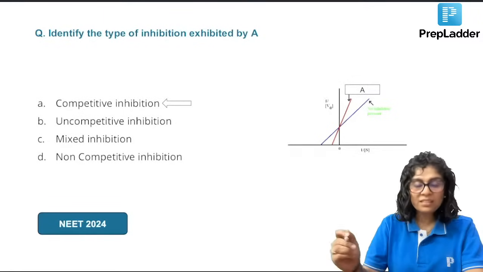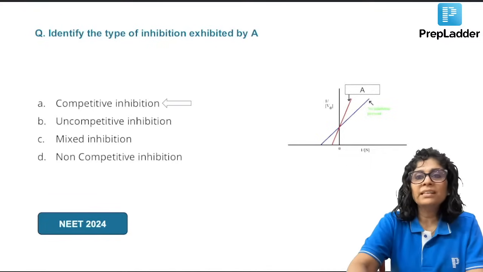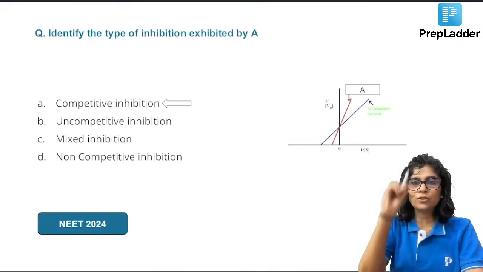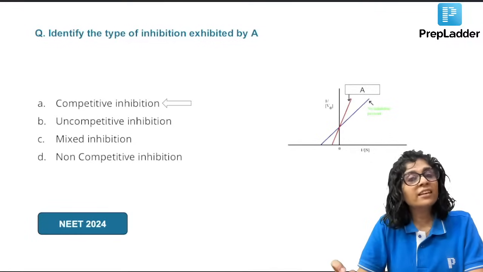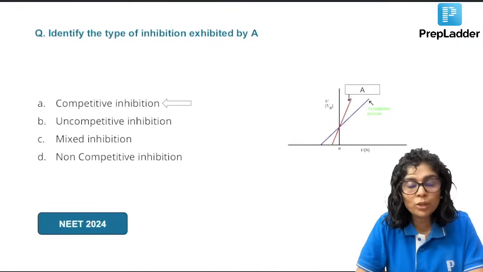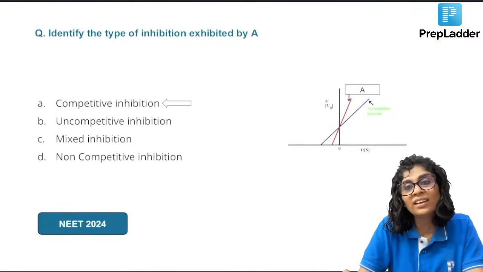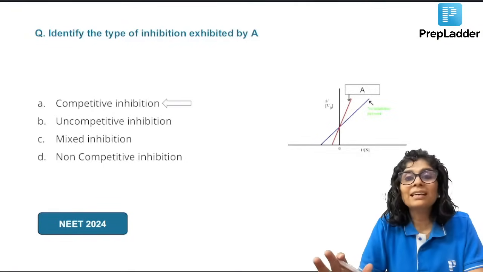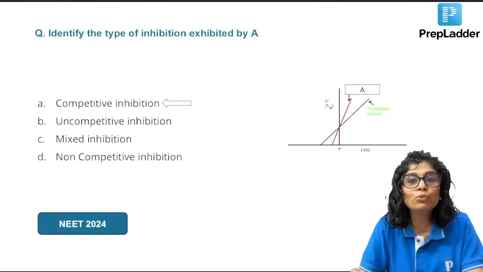But let me tell you this, please don't just memorize the answer. Please don't memorize that if it's X, it is competitive inhibition; if it's V, it is non-competitive inhibition. That is not going to help you all the time because even if they change the scale of one axis, it will not look like X, it will not look like V. So you should be able to interpret the graph, whatever the scale they choose for you. And that's what we are going to do now.